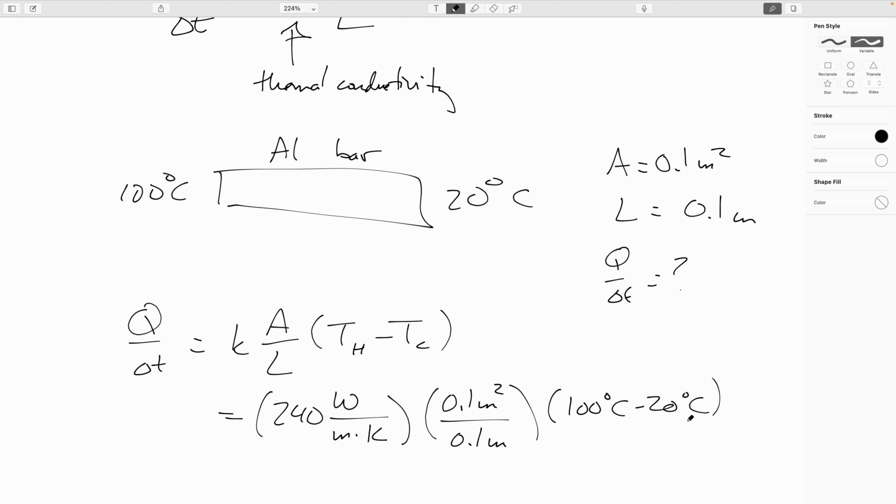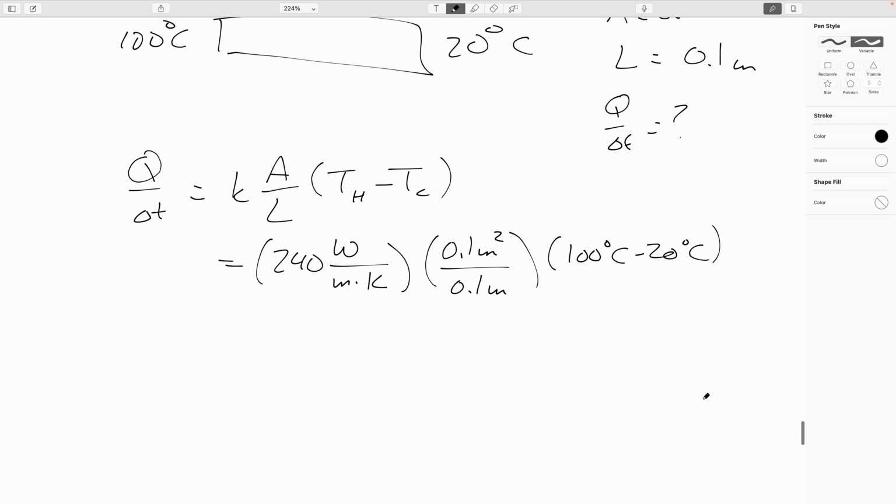Now here, once again, it's not a mistake to convert to Kelvin if you want. It's just a needless step because since this is a difference in temperature, the difference in the Celsius readings will give you a Kelvin difference. Anyway, plug it all through and you will get 19,200 watts, or if you prefer, joules per second. So, doing pretty good here.